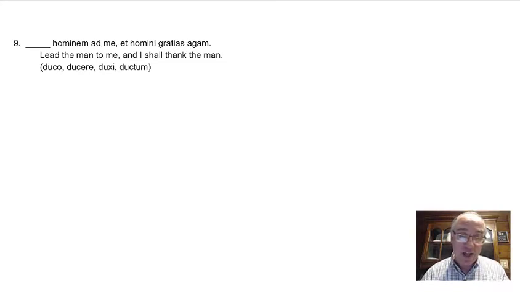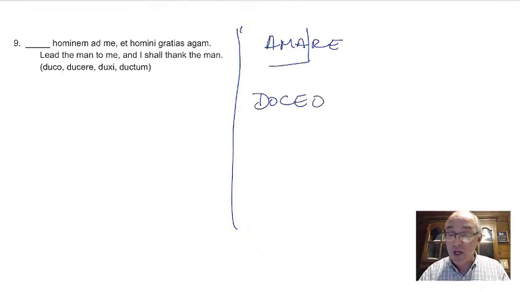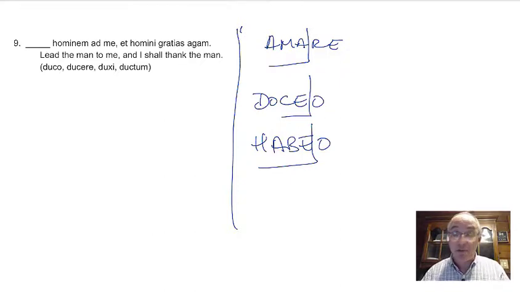Number 9, lead the man to me. And I don't believe I've addressed this. Wheelock does. This is the imperative, okay? And normally the imperative, like amare, the imperative, hey, love, ama. Doceo, teach. Doce. Habeo, habe, have. So it makes sense that duco, ducere, you would want duce to be the imperative.